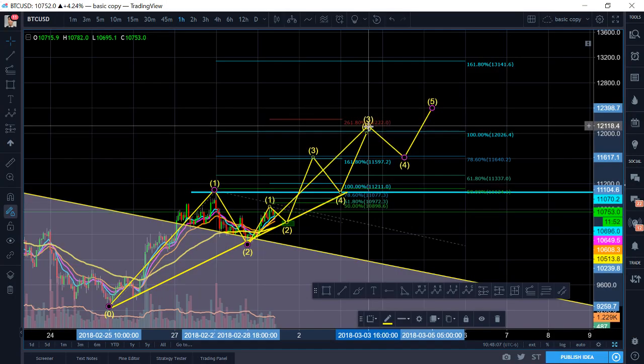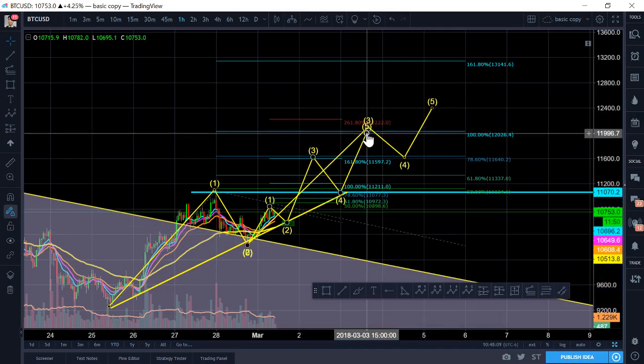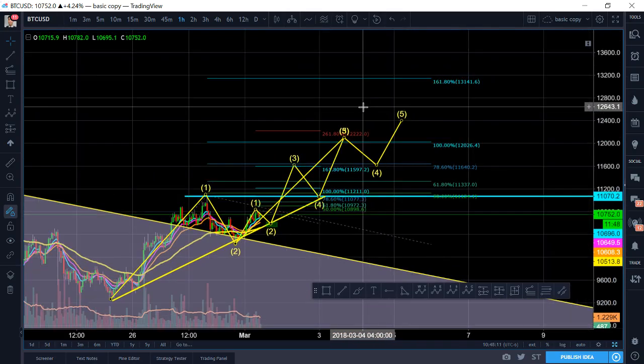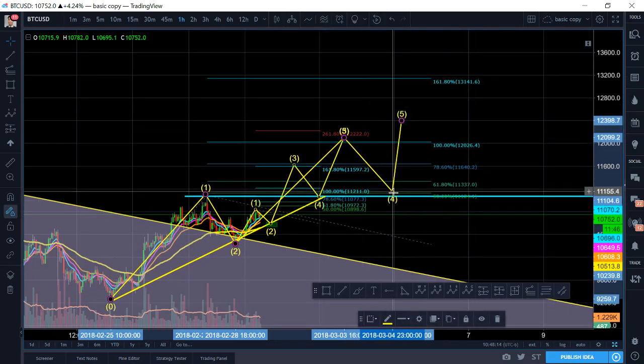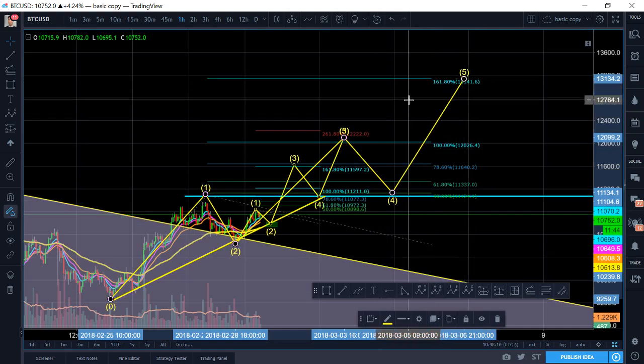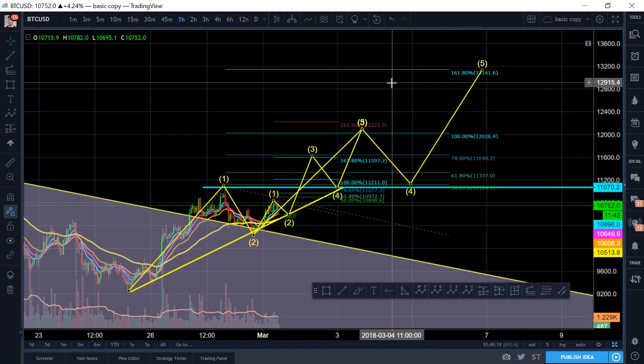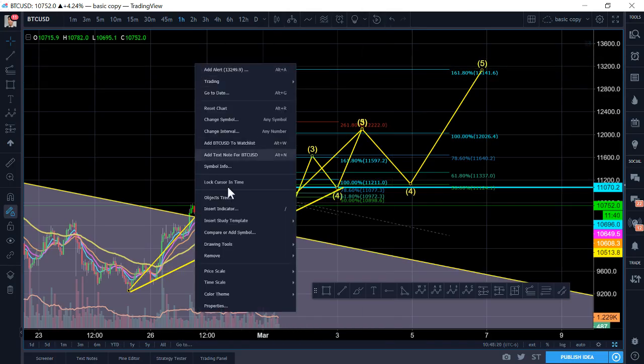Actually, no, 12K sounds pretty good to me right now. Just around here for now, just to be very conservative. And we'll use the 5th target as somewhere up there. So this is a very possible case. It just depends on so many factors right now.